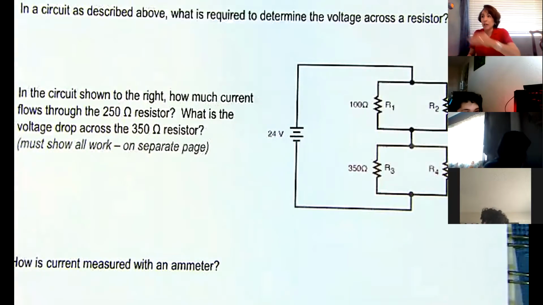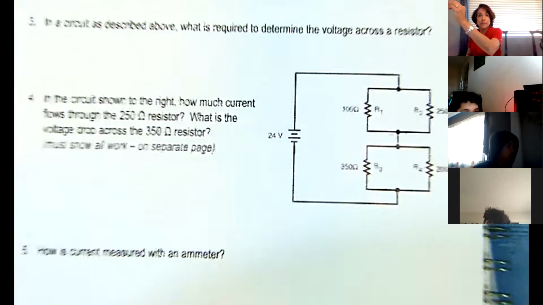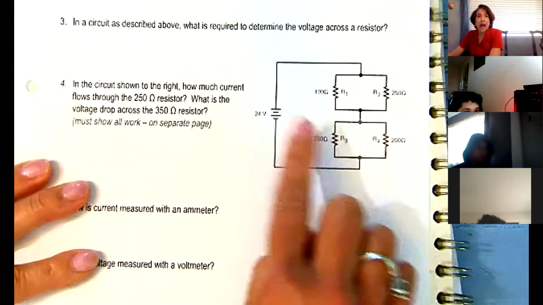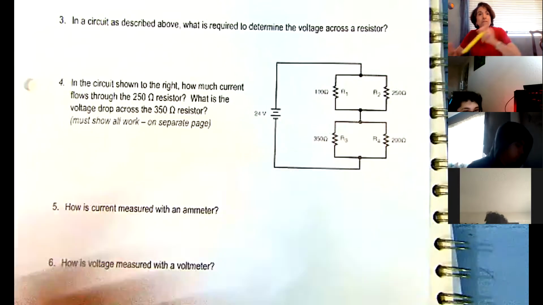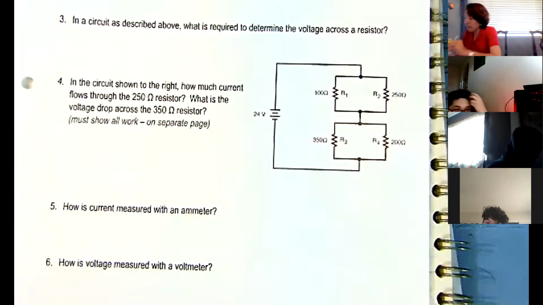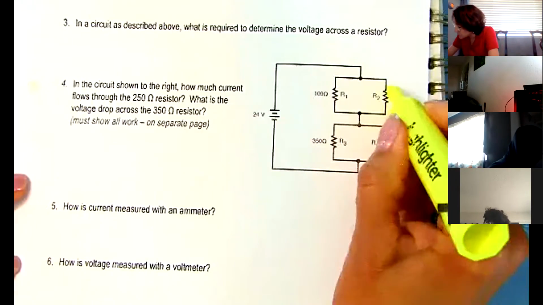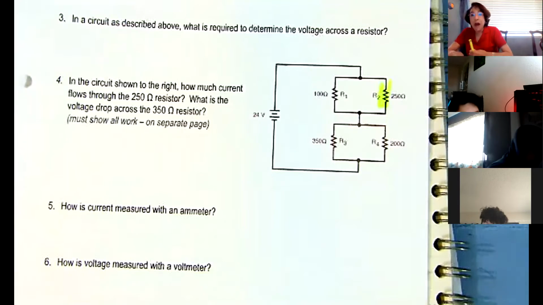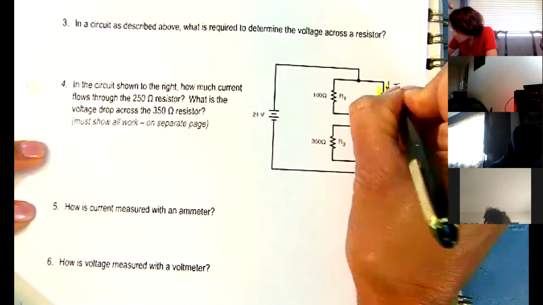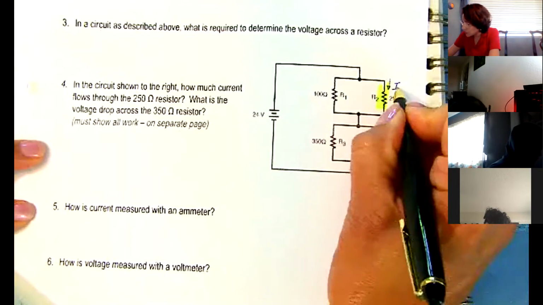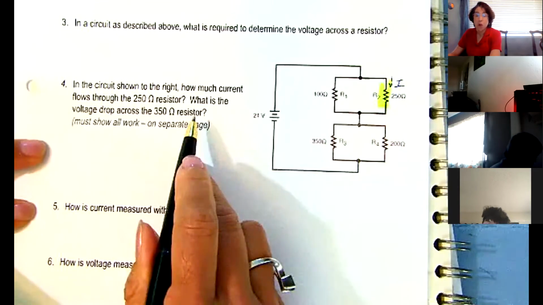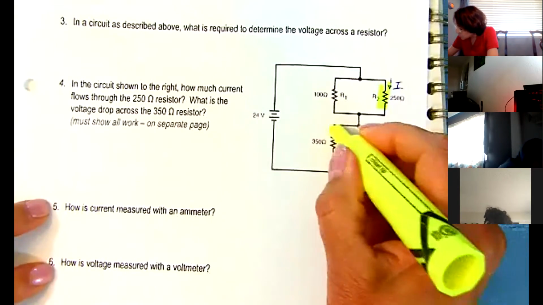It looks like I zoomed this a little bit too much. There we go. Number 4: in the circuit shown to the right, how much current is going through the 250 ohm resistor? Here's the 250. We want to know how much current is going through this one right here. That's the first question, I being the current. The next one is, what is the voltage drop across the 350 ohm resistor? So we want to know the voltage drop.